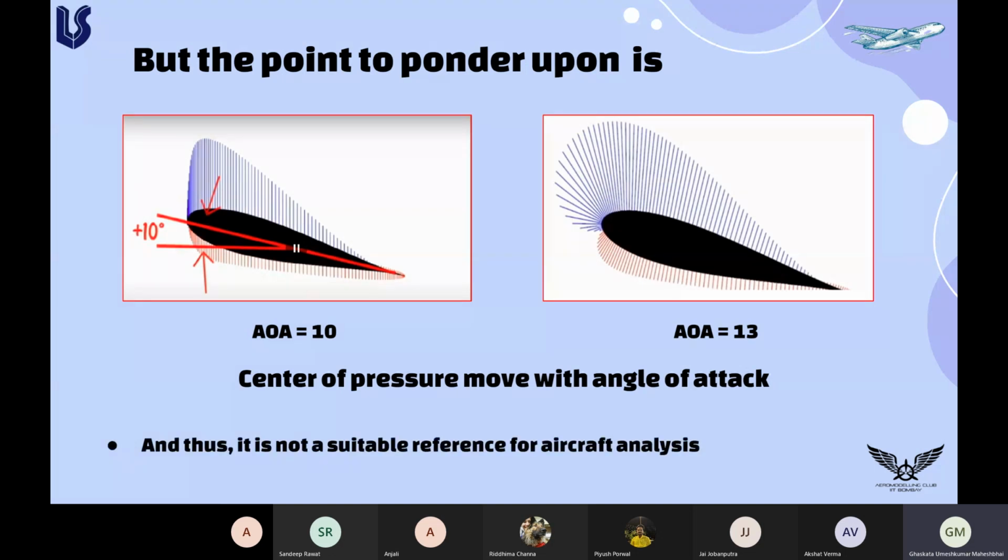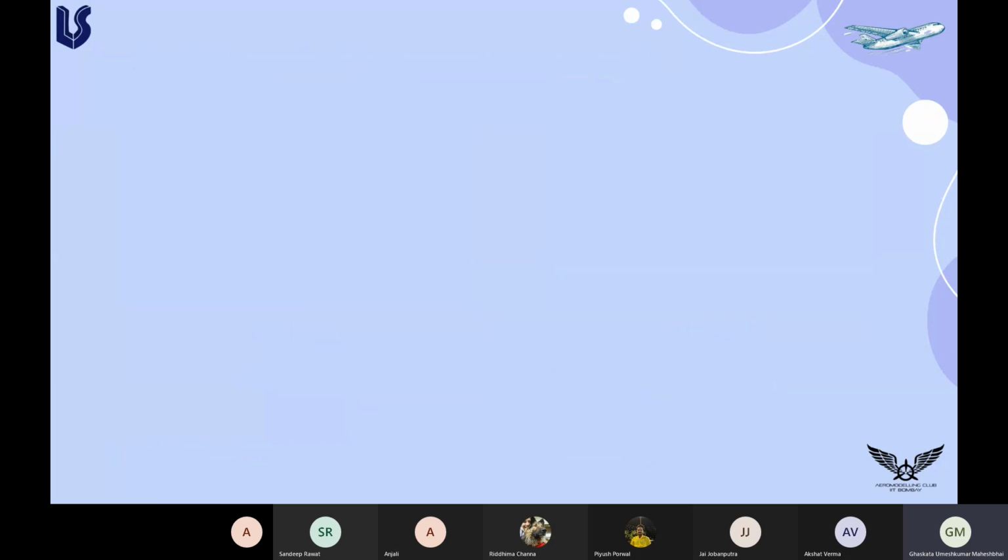This creates some issues for engineers and scientists who are trying to formulate this in their theories and do simulations in their CFD software. Basically, it is very difficult to take it as a reference for aircraft analysis. So what we do is try to form one point, an assumed point which will not move but still captures the physics of the aircraft. That's why the aerodynamic center comes into the picture.